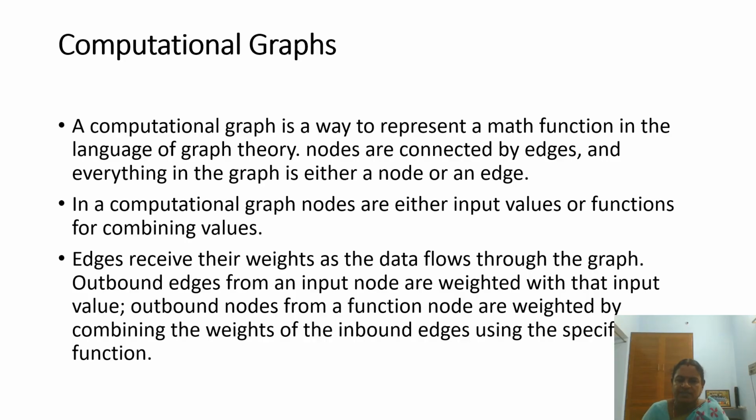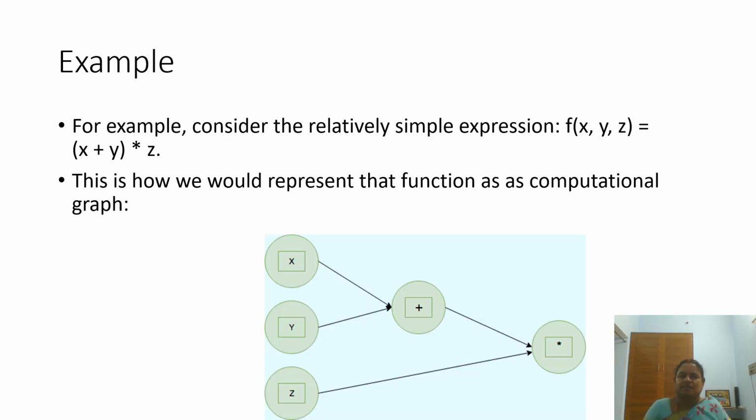Outbound edges from an input node are weighted with that input value. Outbound edges from a function node are weighted by combining the weights of the inbound edges using the specific function. Let us depict this using a simple example. Consider a simple expression f of x, y, z, which is equal to x plus y into z. This can be expressed as a computational graph as shown in the figure.